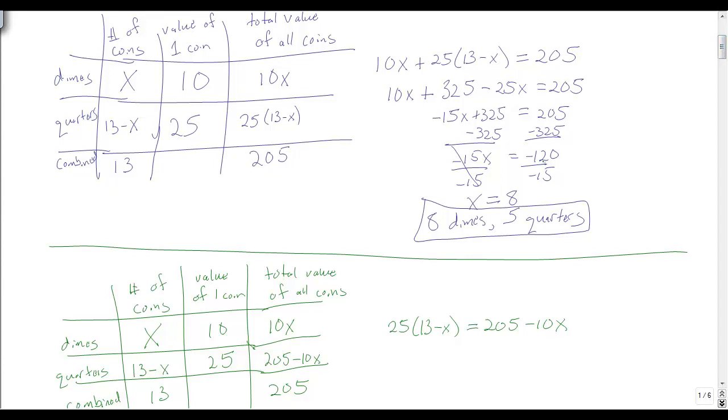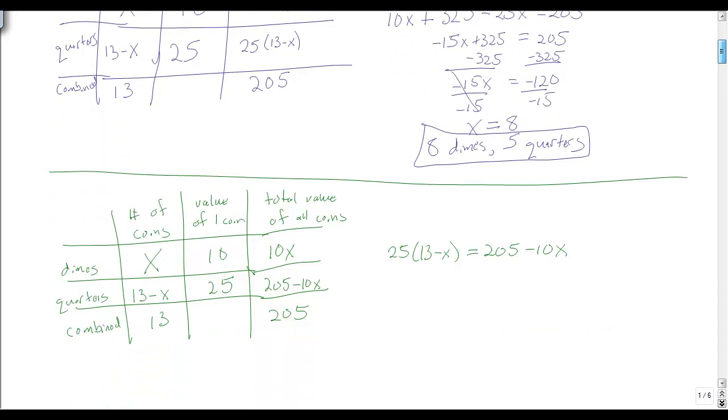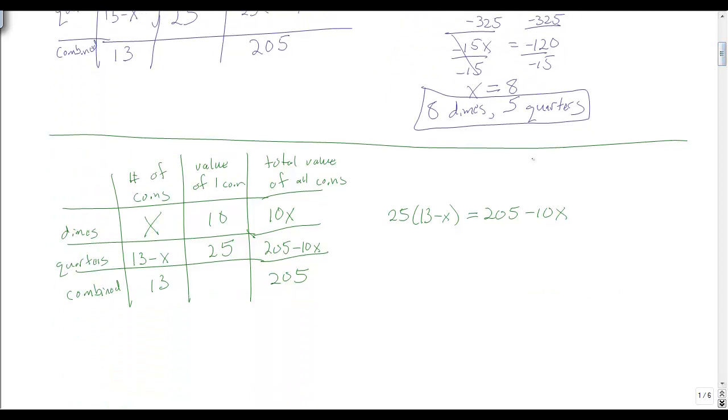The stuff in blue probably makes more sense to me, but we can do the thing in green here too. So if we're going to solve this one, I would distribute the 25, which means 325 minus 25x equals 205 minus 10x. And now I want to move all the x's to one side. To do that, I'm going to add 25x, choosing to add the 25x because then I'll get a positive coefficient in front of the x, which just makes me more comfortable.